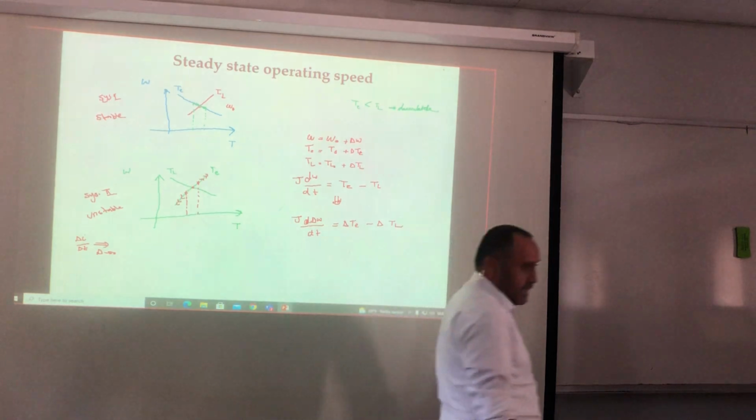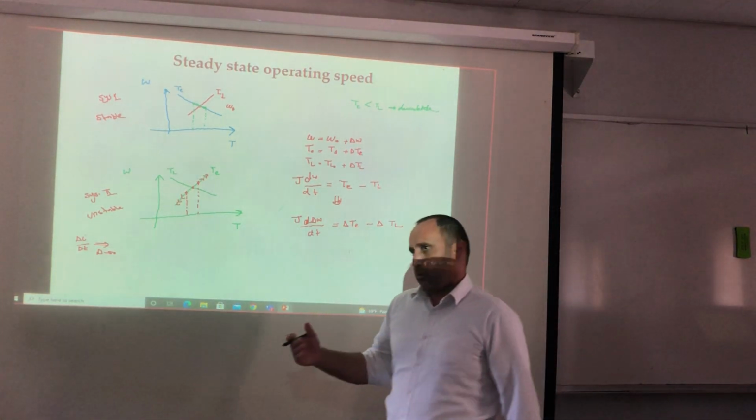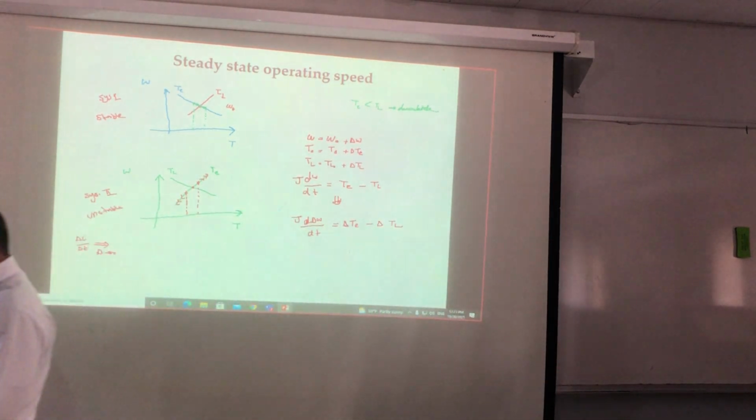Now, if I differentiate with respect to another variable, I will not say d, I say partial. So it's the same idea. The first one is already understood to be differentiated with respect to time. The second one, I'm differentiating with respect to something else. That's why we call it partial.